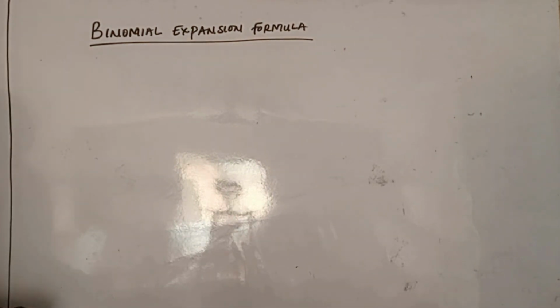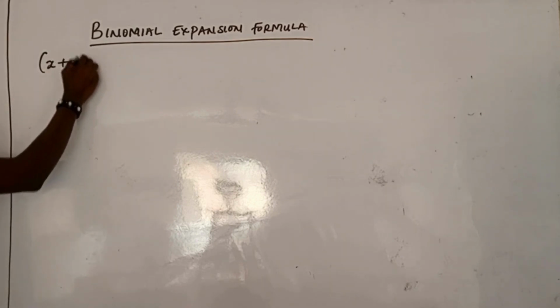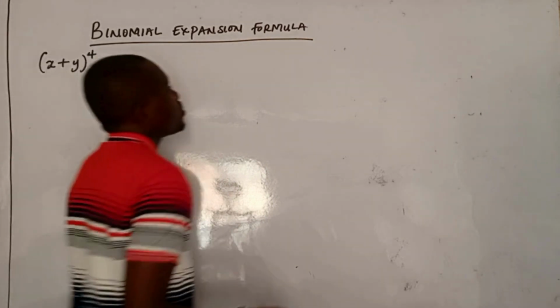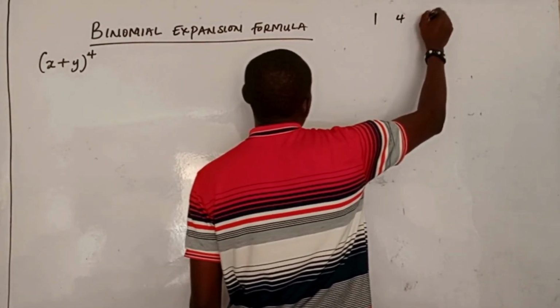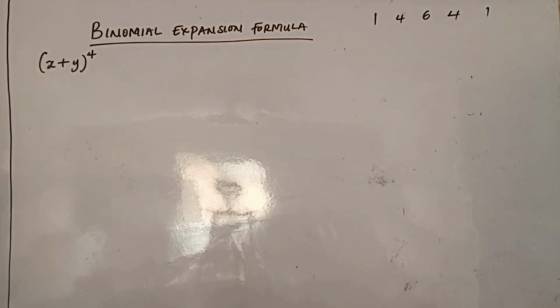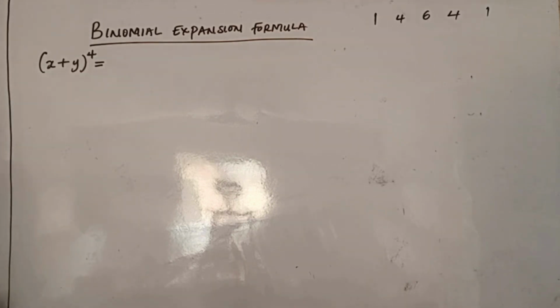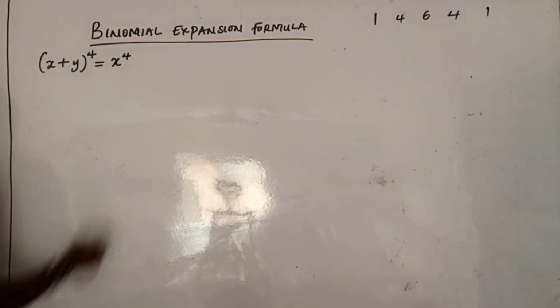Binomial expansion formula. Let's say we have (x + y) to the power of 4. Remember, in Pascal triangle, what we used were the coefficients, and the coefficients are 1, 4, 6, 4, and 1. Now, using the binomial expansion, if I am to expand this function, I have my x, so I am still going to have x raised to the power of 4.